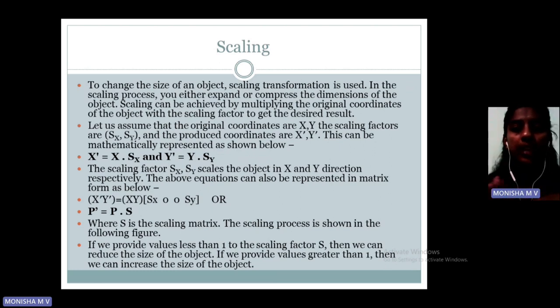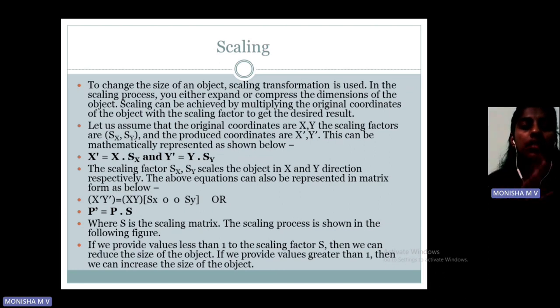Scaling can also be achieved by multiplying the original coordinates of an object with the scaling factor to get the desired results. Just as we did the translation and rotation, scaling can also be done by multiplying the original coordinates by the scaling coordinates. In the translation, we use the original coordinates and translation coordinates. In the rotation, we use the original coordinates and rotational coordinates. Now here we use the original coordinates and scaling coordinates.